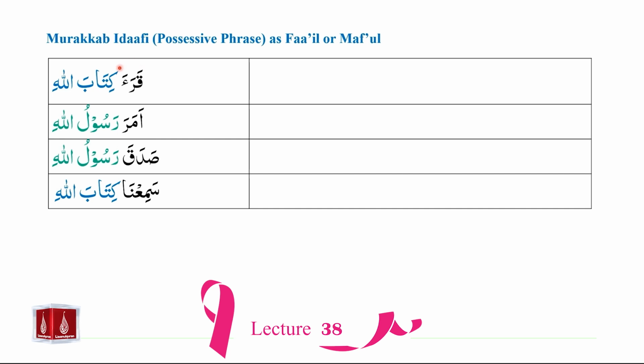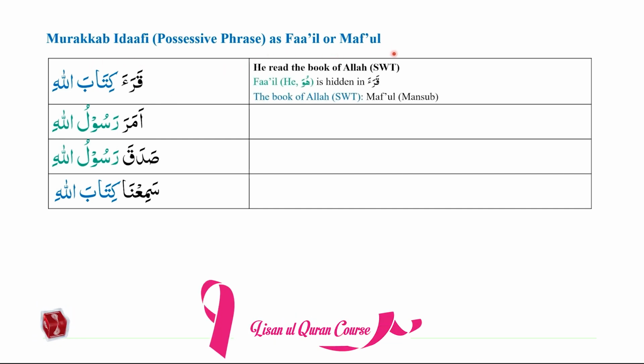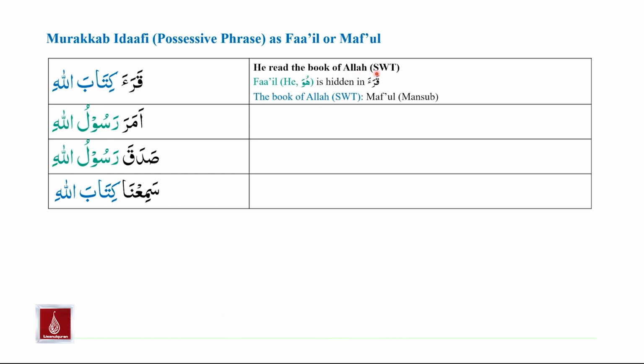Qara'a kitab Allahi. He read the book of Allah subhanahu wa ta'ala. In this example, qara'a is the combination of fi'il and fa'il. Fa'il is huwa or he, and it is hidden in qara'a. Kitab Allahi is murakkab izafi or possessive phrase, and kitab Allahi, the book of Allah subhanahu wa ta'ala, is maf'ul because the mudaf kitaba is mansoob.